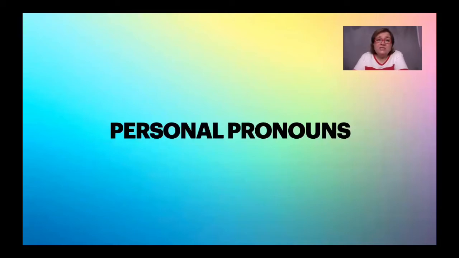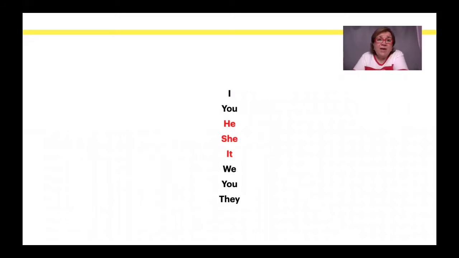Let's check the personal pronouns. Remember that we have personal pronouns. I is the first person of the singular. You is the second person of the singular. He, she, and it are the third persons of the singular. What do we have in red? Okay, because we are going to follow some rules when we conjugate verbs in present. Then we have we, which is the first person of the plural, you, which is the second person of the plural, and they, third person of the plural.